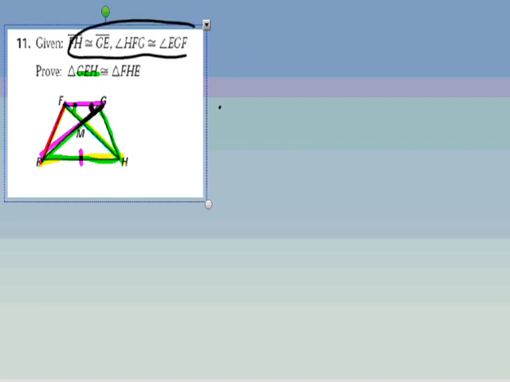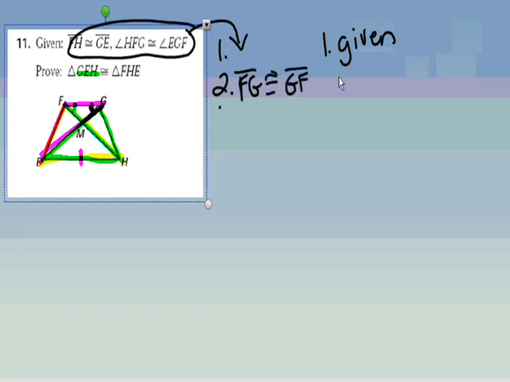So I'm going to take these guys, and they're going to go right here in number one, which is my givens. And then let's talk about our overlapping side, which is side FG. So side FG is congruent to side GF, and that would be, because these are overlapping triangles, my reflexive property. And these are segments, and they are congruent. So reflexive property of segment congruence. All right, so that I've got a side, an angle, and another side, which means that I can now say that those triangles are congruent.